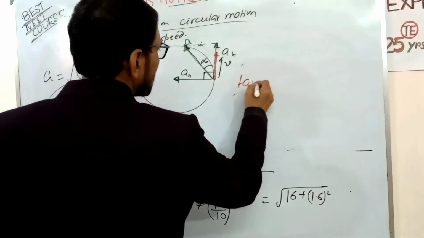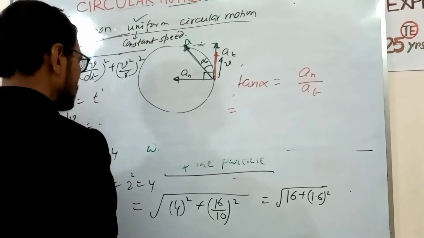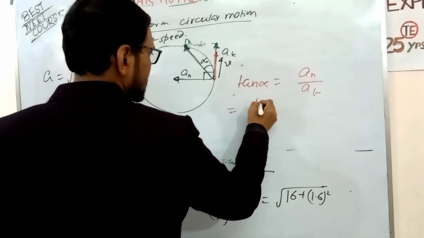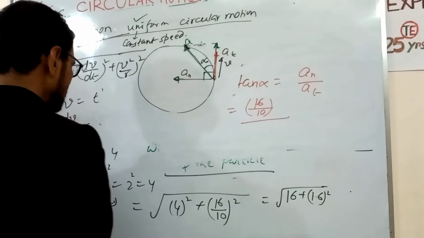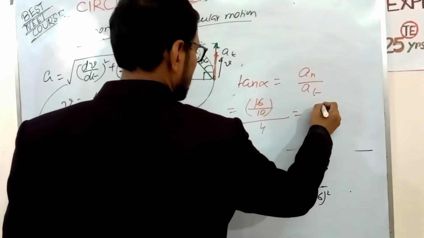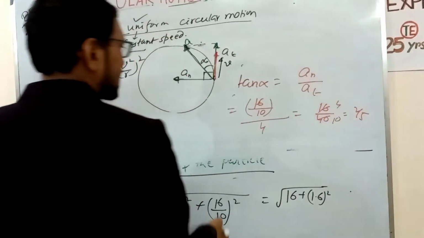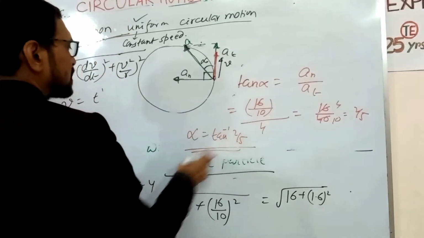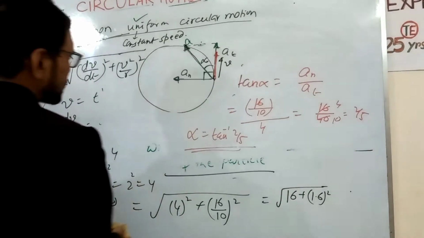So we get tan alpha equal to a_n by a_t. Normal acceleration a_n equal to v square by r, that is 16 by 10, which is 1.6. And a_t equal to dv by dt at t equal to 2 seconds, that is 4. So tan alpha equal to 1.6 by 4, that is 2 by 5, so alpha equal to tan inverse 2 by 5. So at this angle, this is the angle between velocity and acceleration at that point. So these are the important points.